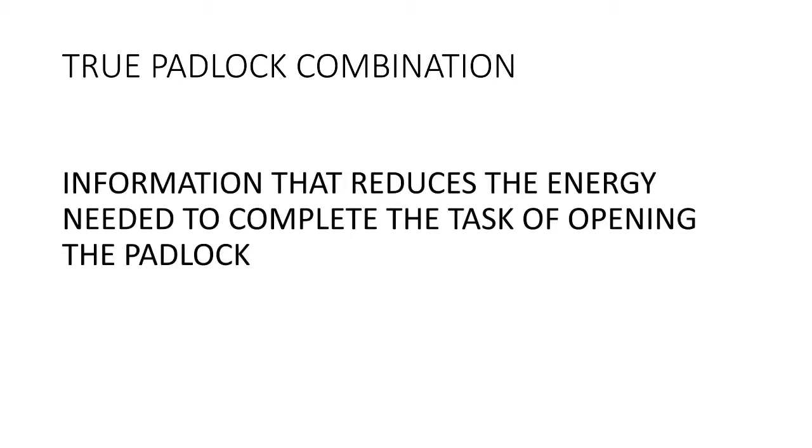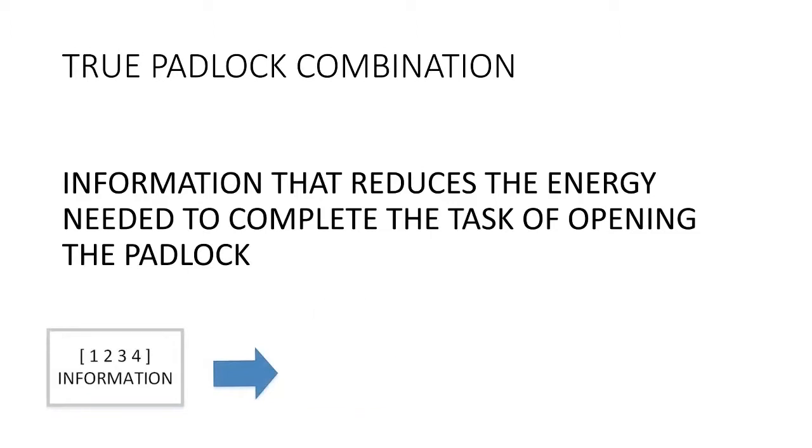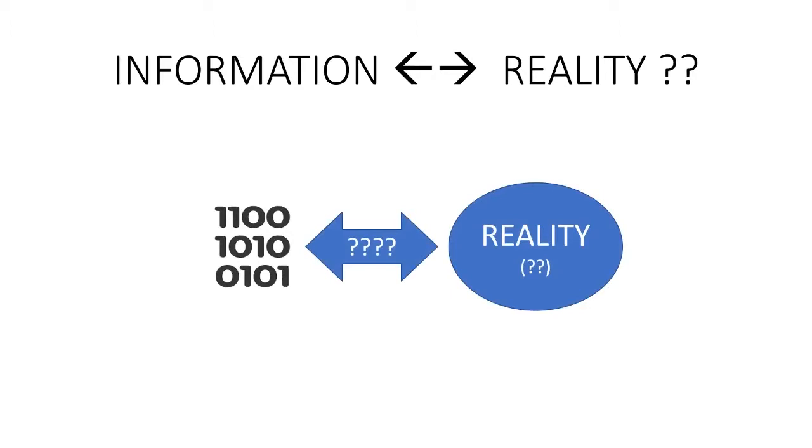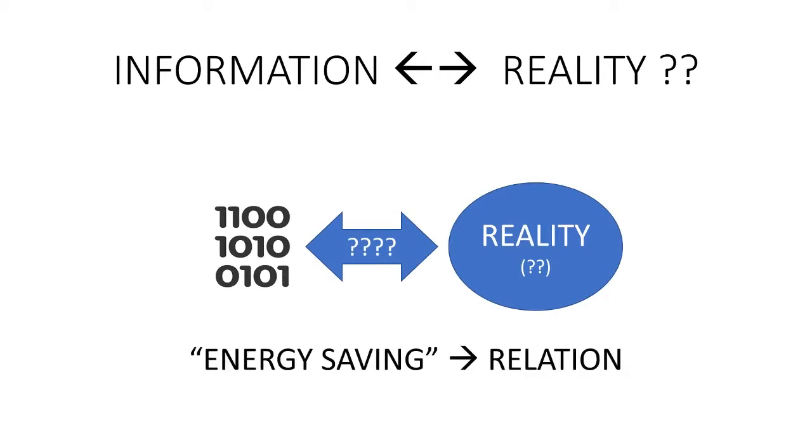So the true padlock combination in the exact same way is information that reduces the energy needed to complete the task of opening the padlock. As you can see, there's information, you input it into the padlock, and it allows you to open the padlock. Another way to think of this is, how can you tell that information has something to do with reality, something to do with the real world? You have this unknown and you have information. Energy saving is what provides that relation, is what proves the relation.